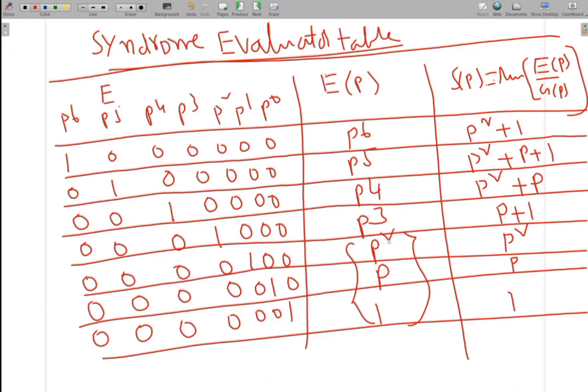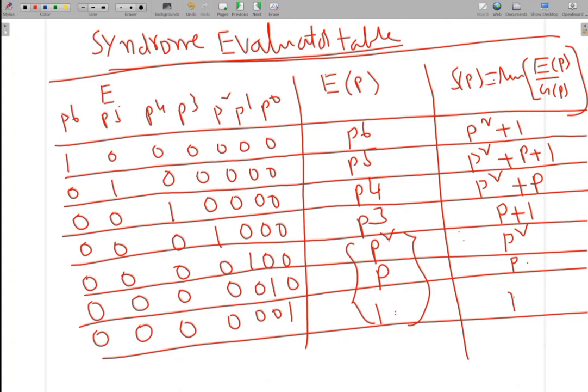Here E of P is P square, G of P is P cube. In that case, numerator order is 2, denominator order is 3. Therefore, E of P is nothing but S of P. In this case also, P power 1 by P cube plus P plus 1: numerator order is 1, denominator order is 3, that means the G of P order is 3. In that case also, E of P is called S of P. And the last one, E of P is S of P.